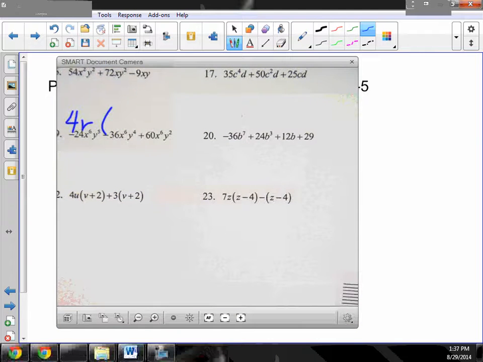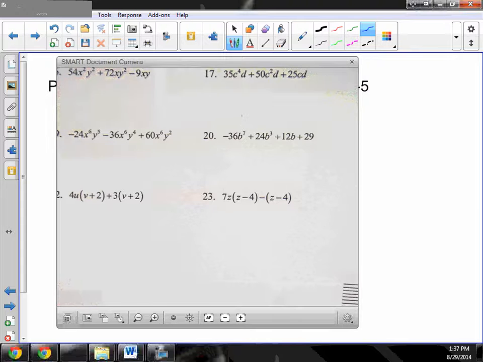What's the greatest common factor in 20? Do we have any b's in common? No. Do we have any factors in common? What are the factors of 29? 29 is prime. So technically this is prime, but there's a problem with leaving it like this.